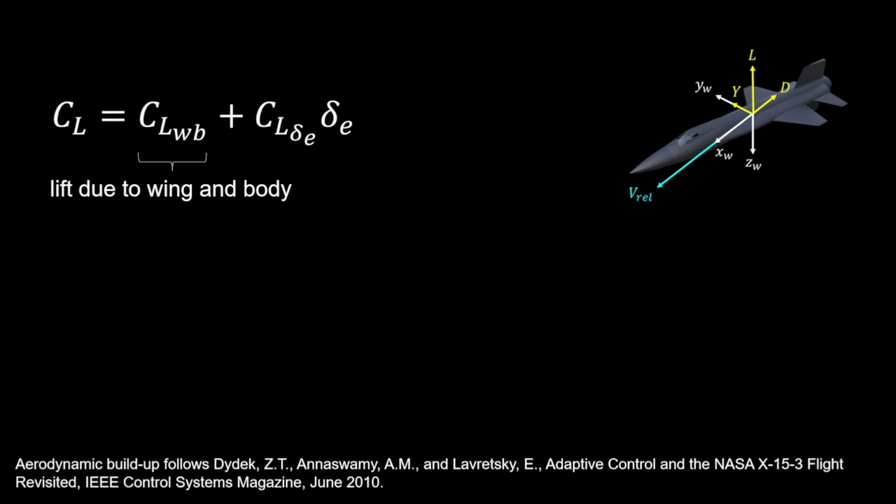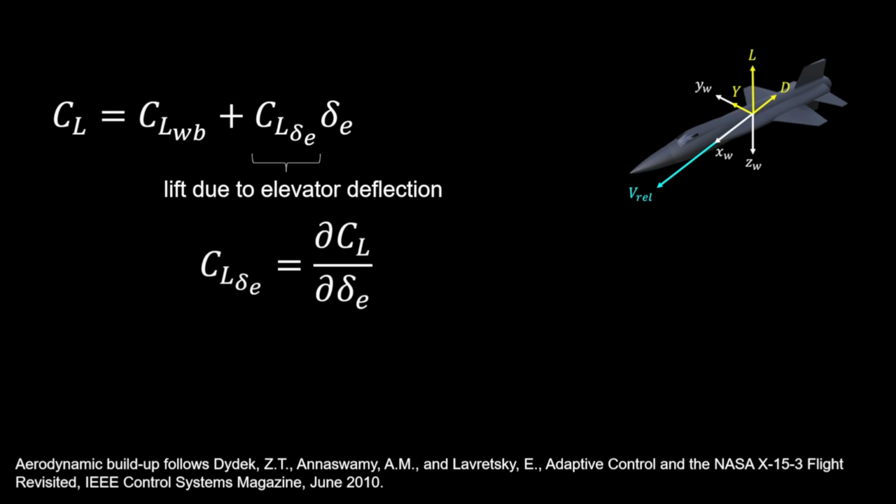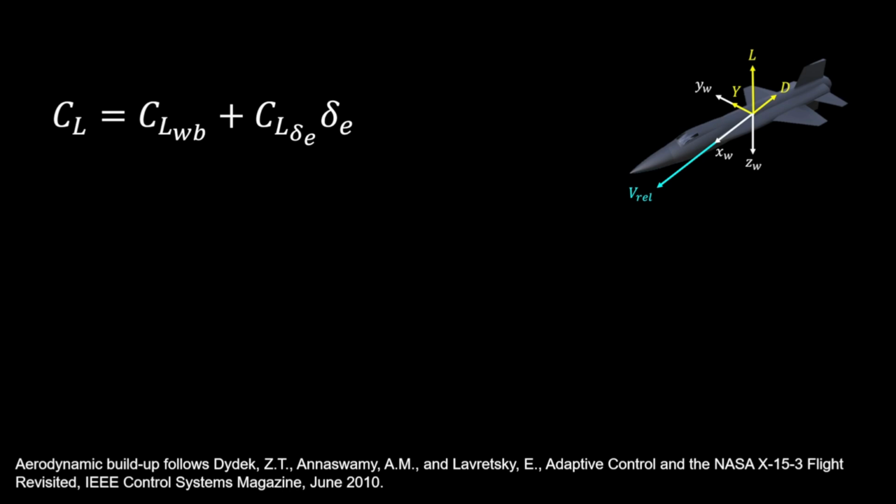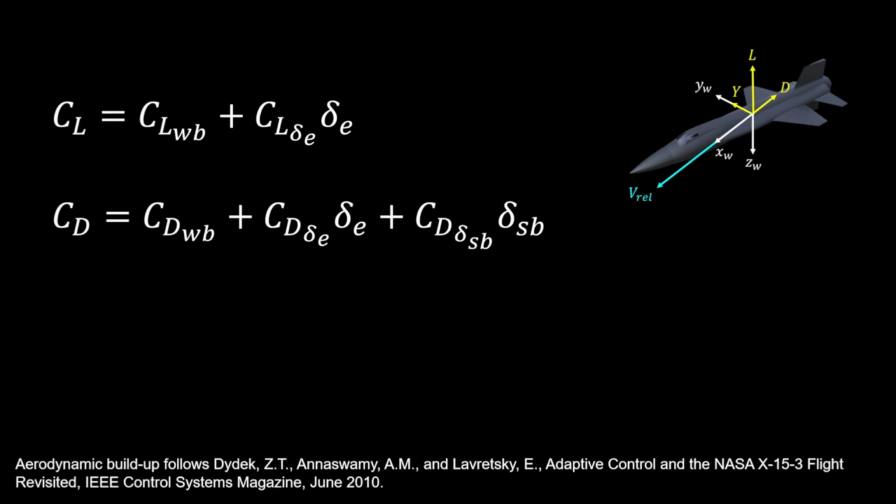The second term, CL del E, is the change in lift due to the change in elevator. It's a partial derivative of the lift coefficient with respect to the elevator angle. When multiplied by the elevator angle, it provides the change in lift coefficient due to elevator deflection from the undeflected state. Here's a build-up for the drag coefficient.